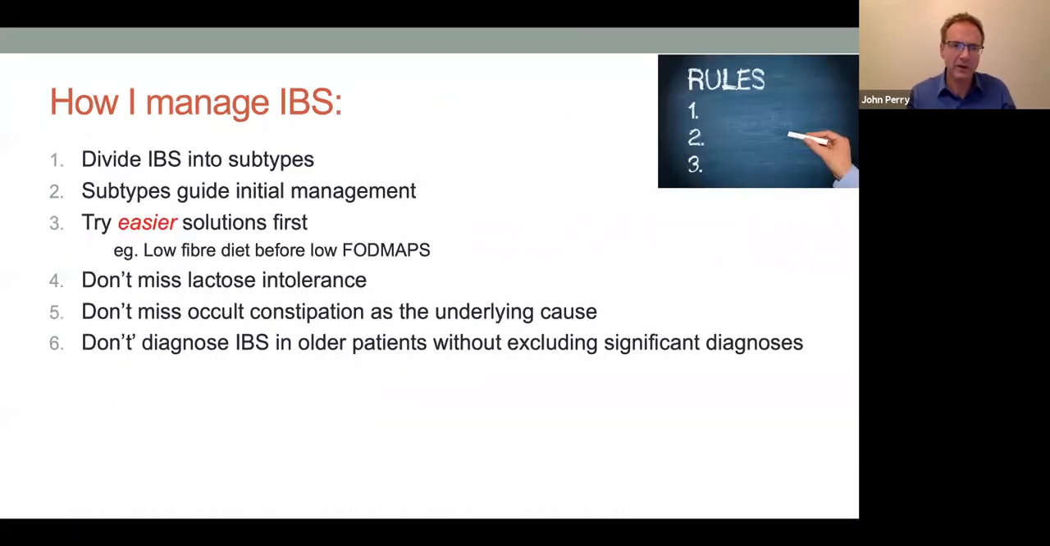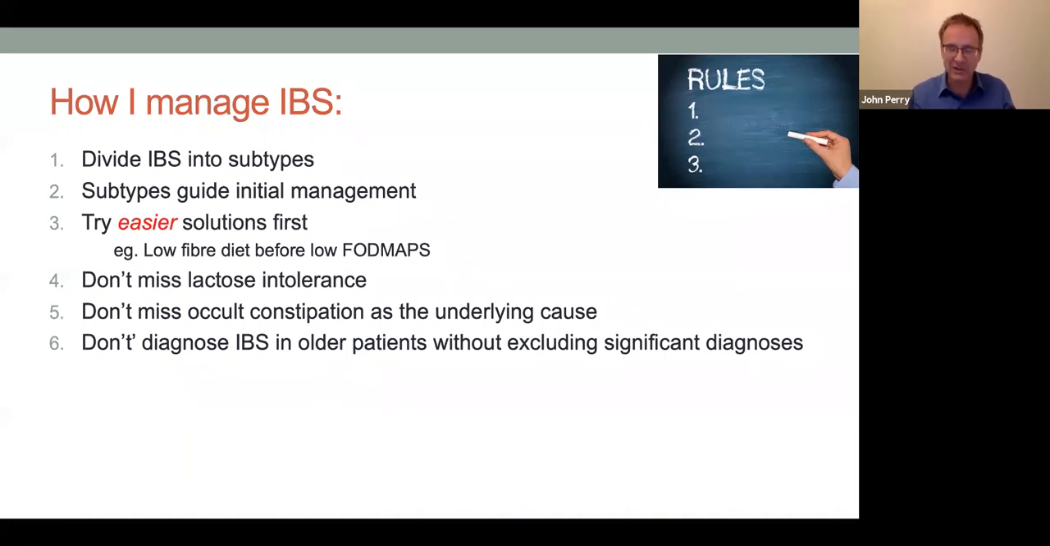So how do I do it? These are the kind of rules I use and break and change around, but from your point of view, it's a good place to start. So yes, divide them into subtypes, and that determines your initial management plan. A really important rule that a lot of people miss is to try easier things first. Low FODMAP diet, as you can tell from the talk, I'm not into it so much. It's very hard on the patients. There are a lot of easier things you can do first. And yes, some patients do require a low FODMAP diet, but you can pick off the things like low fiber diets and lactose intolerance first quite easily. And the next rule was don't miss lactose intolerance because it's relatively straightforward but does hide.